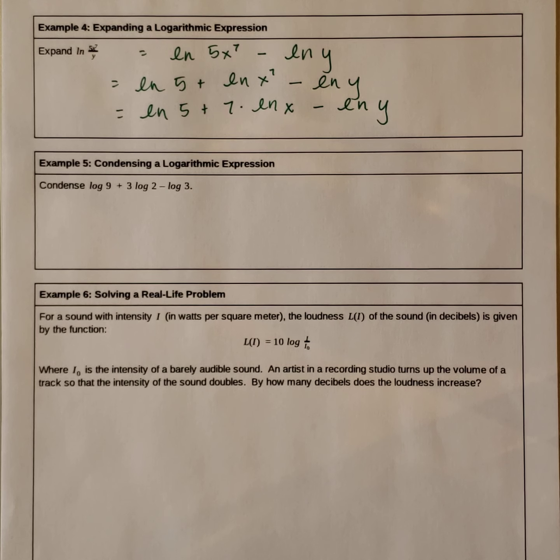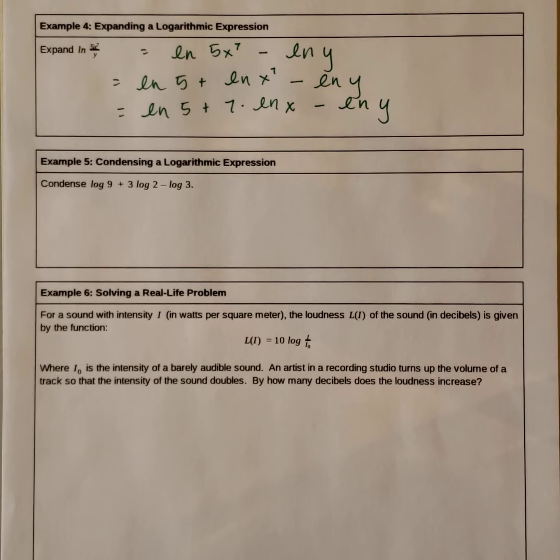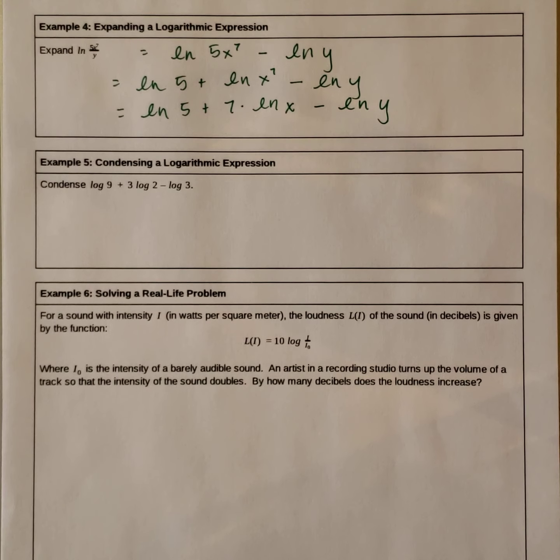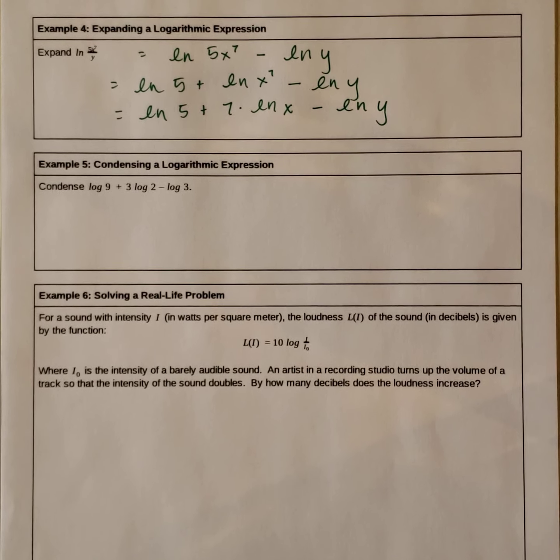This is example 5 from section 6.5. Today we are going to look at condensing a logarithmic expression. So it's going to be the opposite of expanding. And again, we're going to use the properties that we looked at from example 3. So I'm going to kind of go backwards from what we did with example 4.